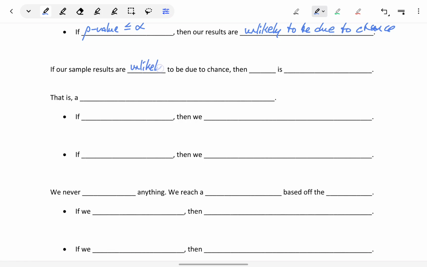If our sample results are unlikely to be due to chance, then the null hypothesis is unlikely to be true. Keep in mind we started off with the assumption that it is, and then potentially we're presenting enough evidence to suggest that it's not. That is, a small p-value discredits the null hypothesis, which we were assuming was true.